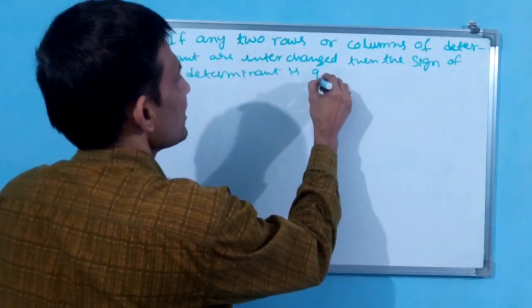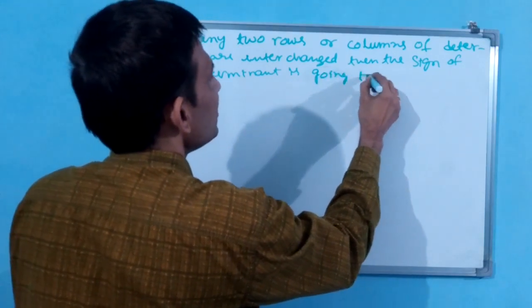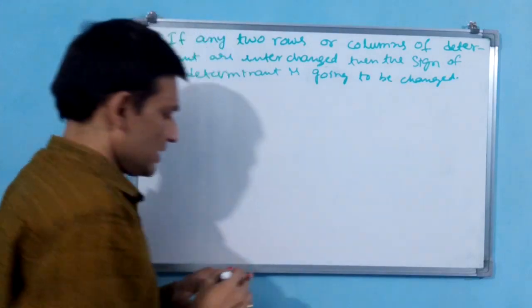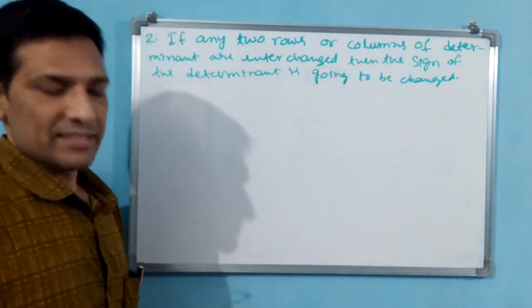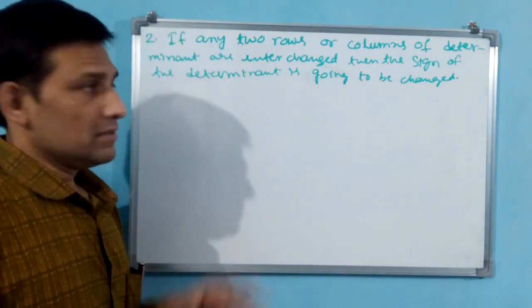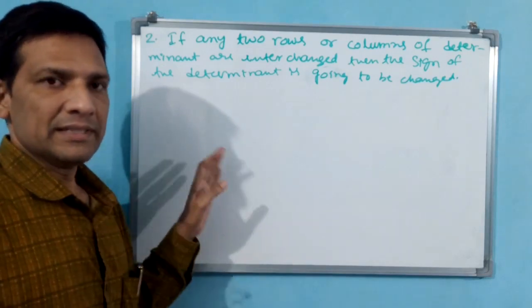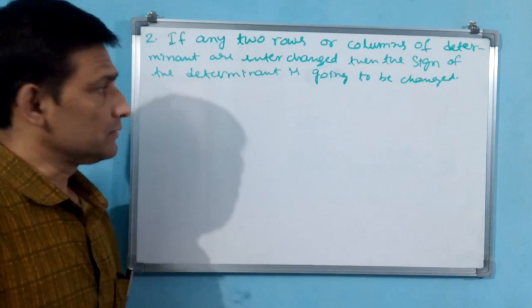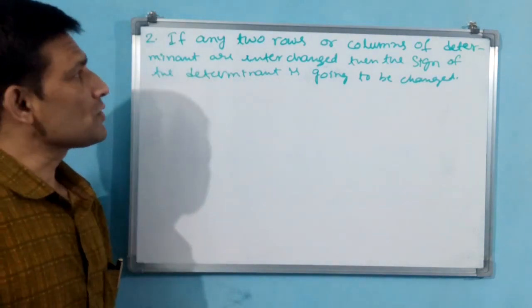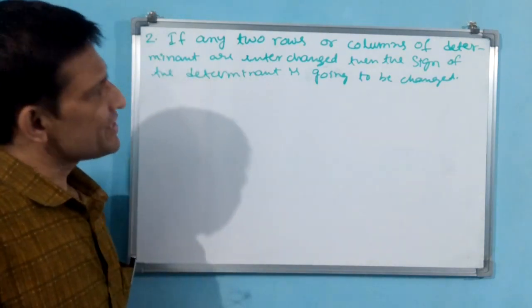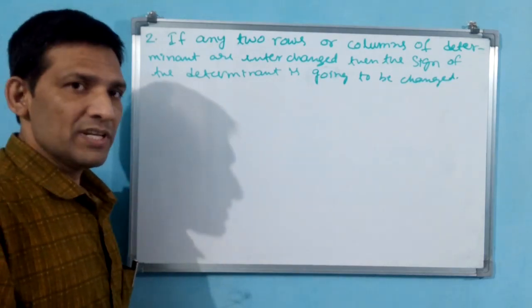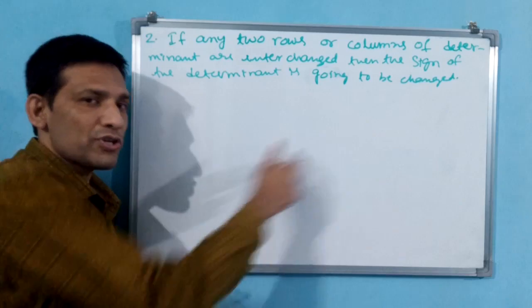The sign of the determinant is going to be changed. First you understand this property, what they have written, and we will take one example verification, then we will go for proof also. If any two rows or columns of a determinant are interchanged, then the sign of the determinant is going to be changed. Here we are not changing rows into columns.